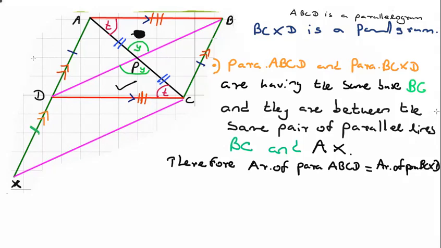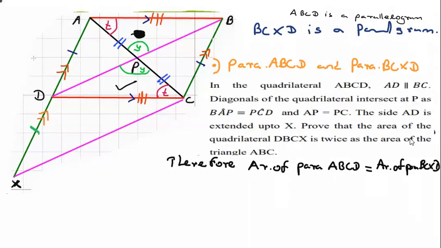Now, let's check whether our examiner is happy with what we have proved. Let's see what the requirement is. Prove that the area of the quadrilateral DBCX. DBCX and BCXD are the same thing written two different ways, just a change in the way the letters are written. So prove that the area of the quadrilateral DBCX is twice the area of triangle ABC.